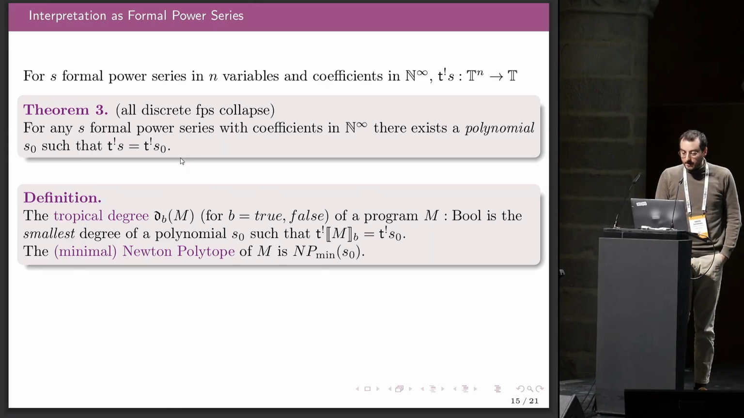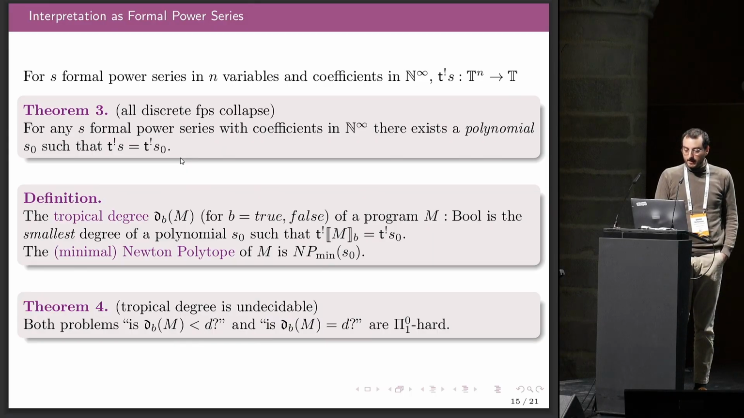Now there is a drawback here, which is that actually the problem of knowing if the tropical degree of a given program is a given number is an undecidable problem. So we have to cope with this. Anyway, so this checks the first point, because at least we can define it in terms purely program theoretic and compositional.